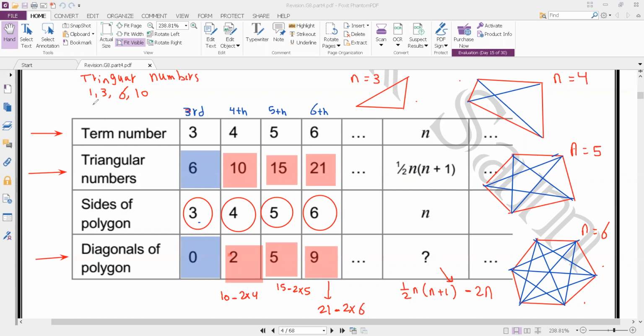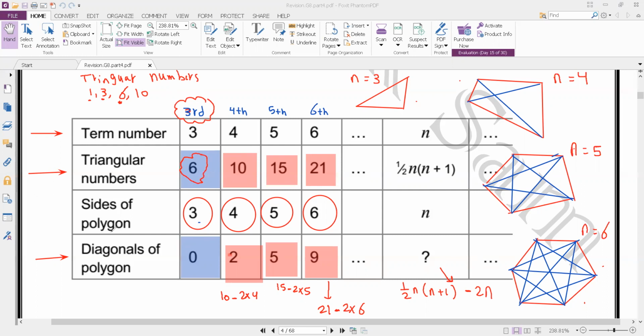So let's talk about the triangular numbers again. What are they? It's 1, that's the first term, then 3, then 6, then after 6, 10. The triangular numbers: 1, 3, 6, 10. If we are talking about the third term, the third term here is 6.